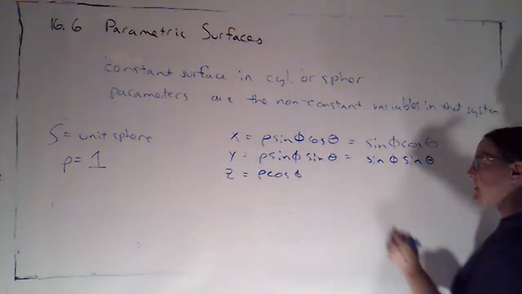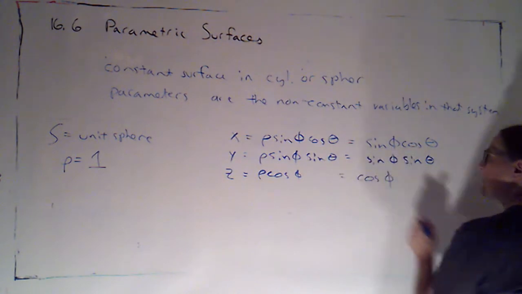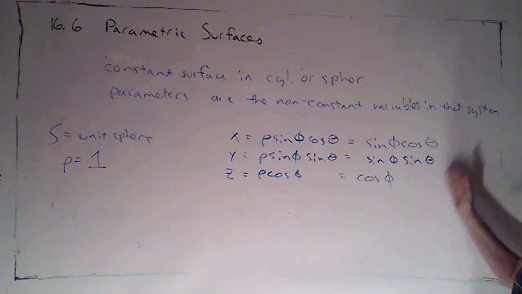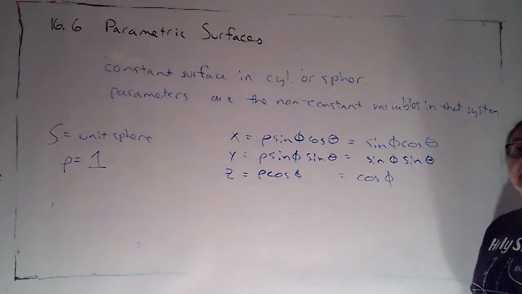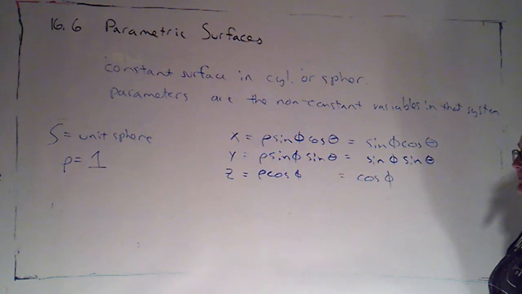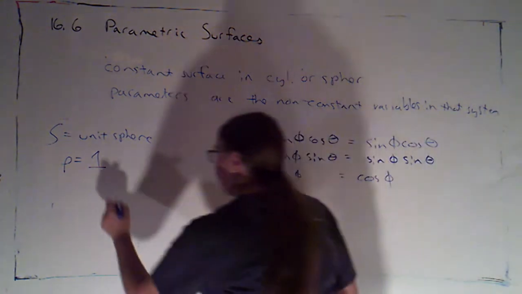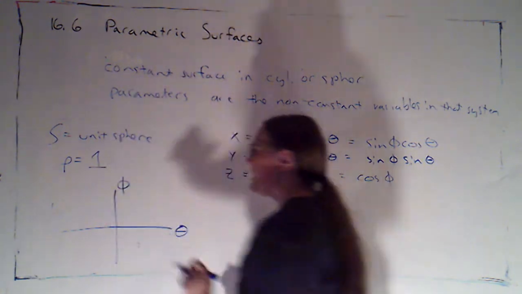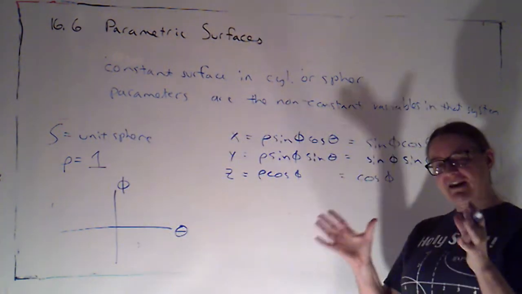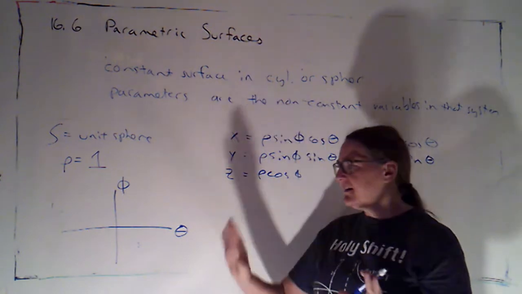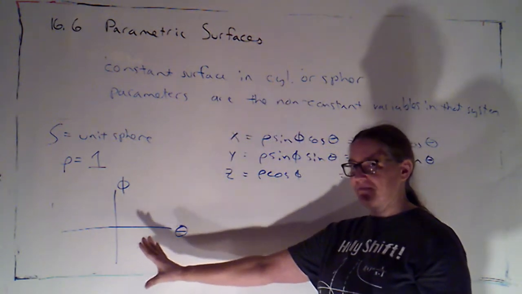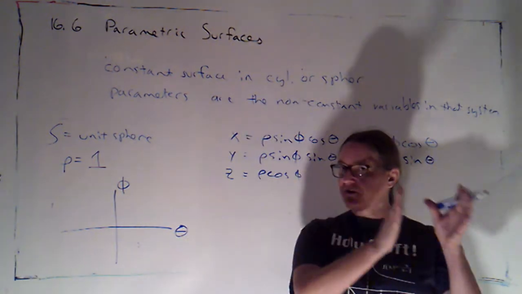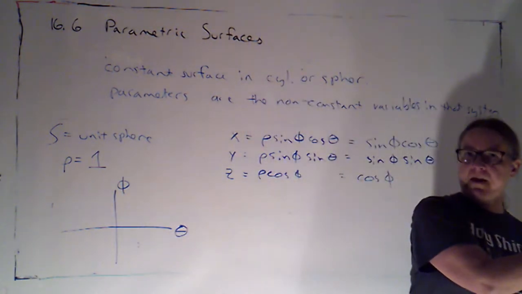But if rho is fixed at 1, that just becomes cosine of phi. So I've described x, y, and z in terms of just two variables, theta and phi. Now what's happening here is I've got my theta phi plane. Because if theta and phi are the only variables I'm working with, that's describing a two-dimensional system. Okay, so theta and phi don't take on their role as spherical coordinates until we're over in 3 space.